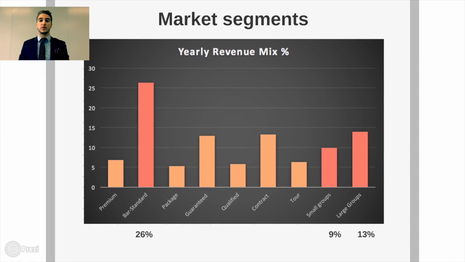Following our strategy from the beginning, we have decided to focus and target large and small group. If we have a look at our revenue mix graph, we can clearly see that our revenue streams are mainly generated from the bar standards, large and small group, with a yearly percentage respectively of 26, 13, and 9% overall. We followed our strategy, targeting large and small group during weekdays and leisure guests during weekends. From these figures, we can clearly imply that we have managed to attract both segments targeting in the first place.